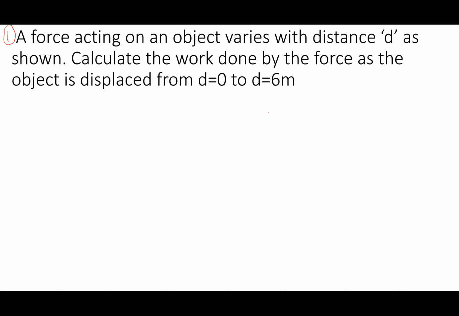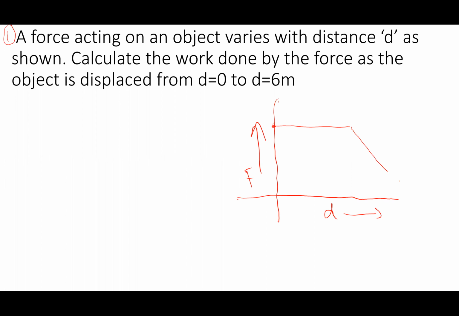The diagram is given in the book. Distance is taken along the x-axis and force is along the y-axis. This is the diagram given in the book. This is 4 meter, this is 6 meter. This distance is 2 meter and this distance is 4 meter. Force here is constant and it is equal to 5 Newton.